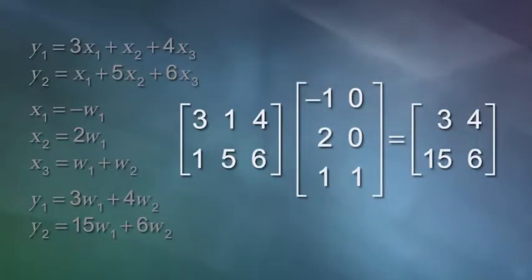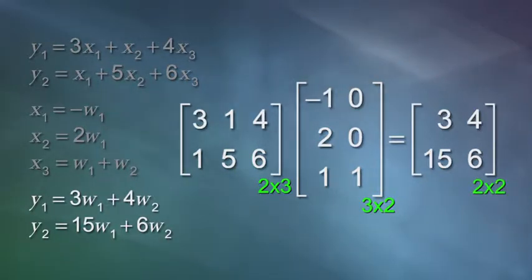Now suppose we write matrices that represent coefficients in these changes of variables. There's a relationship between the entries of the matrices, and let's see what it is. First of all, the dimension of the y in terms of x matrix is 2 by 3, since there are two y variables and three x variables. The dimension of the x in terms of w matrix is 3 by 2, since there are three x variables and two w variables. So the dimension of the y in terms of w matrix is 2 by 2, reflecting that there are two y variables and two w variables.